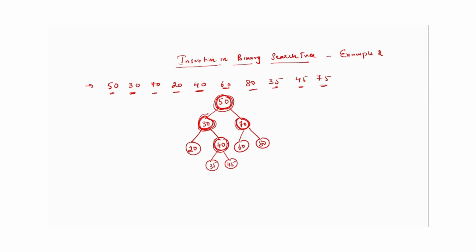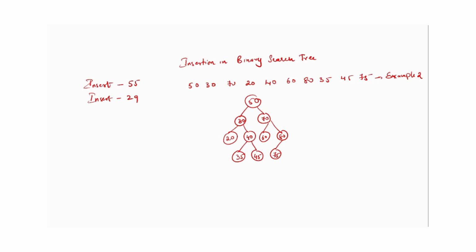Now comes 75. 75 is greater than 50, come here. 75 is greater than 70, come here. 75 is less than 80, insert 75 here. This is nothing but insertion in a binary search tree.